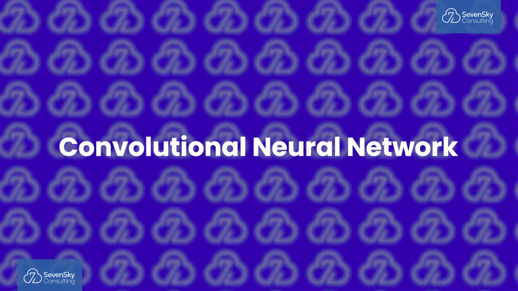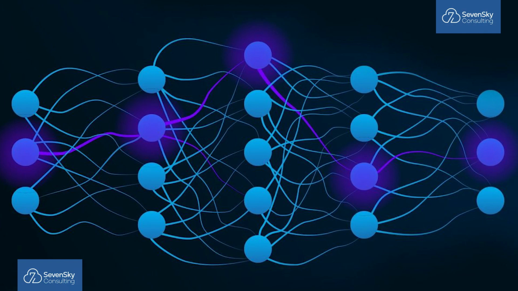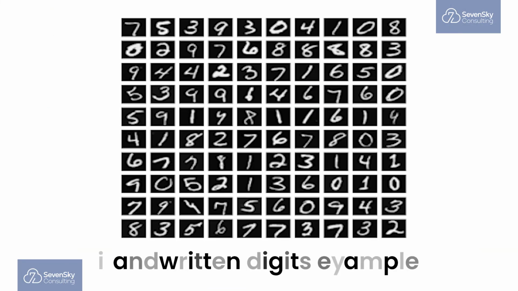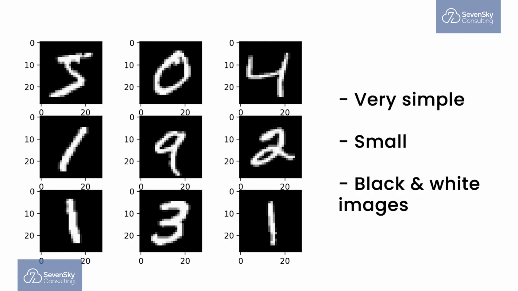Convolutional neural network. Now that we understand neural networks, let's revisit the handwritten digits example. The input images in that case were very simple, small, black and white images.